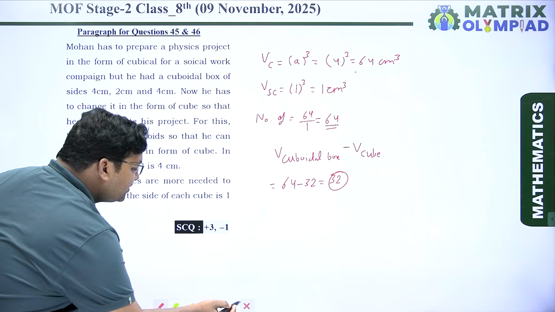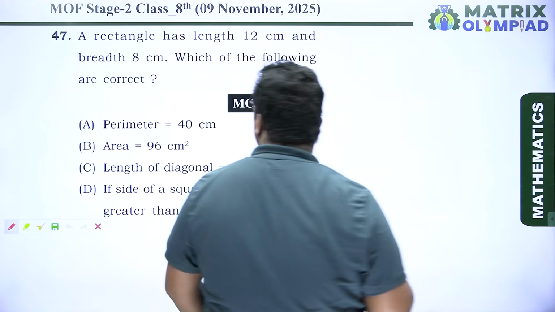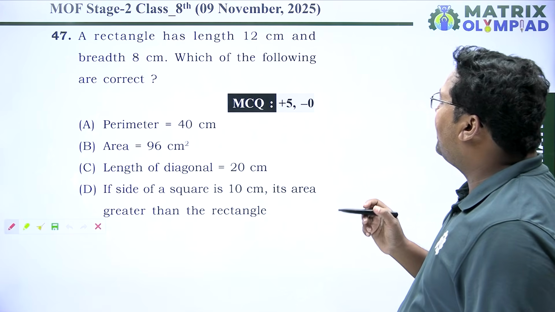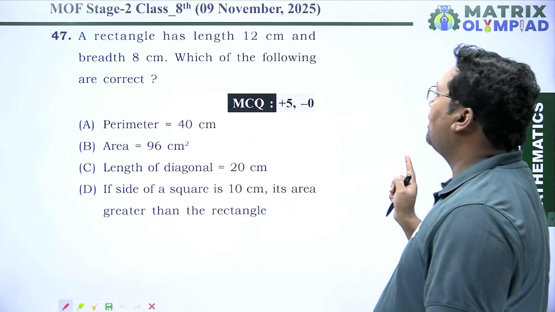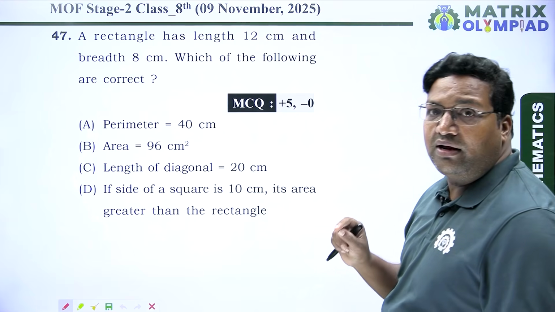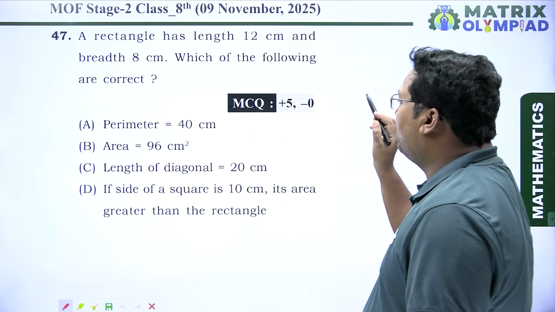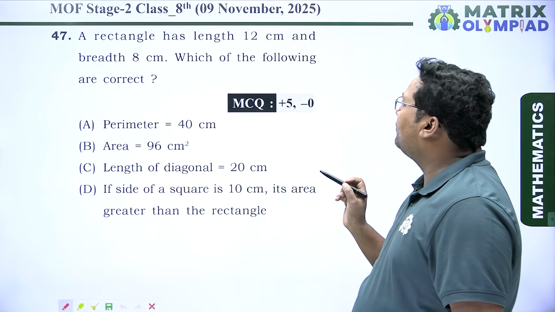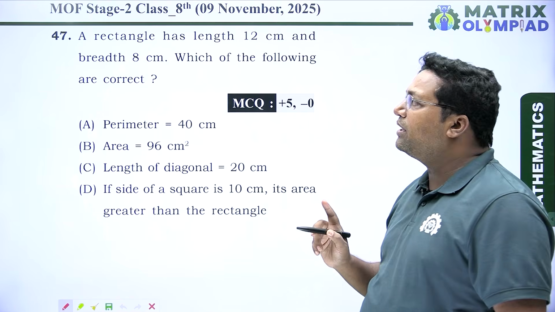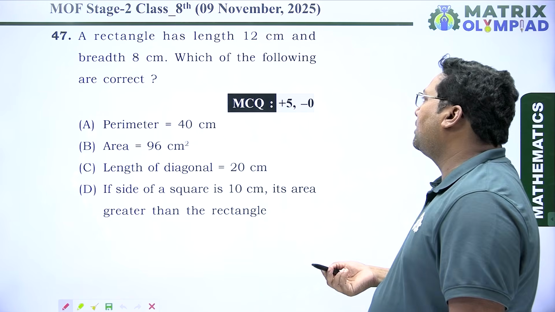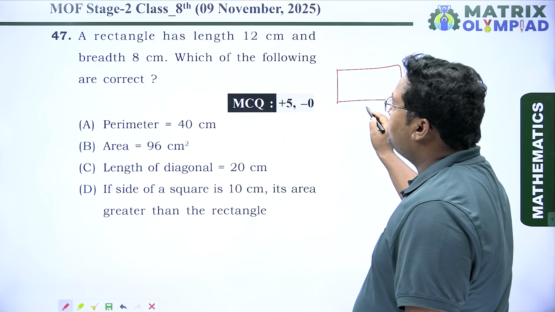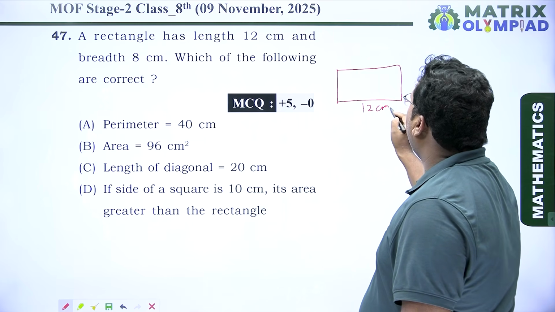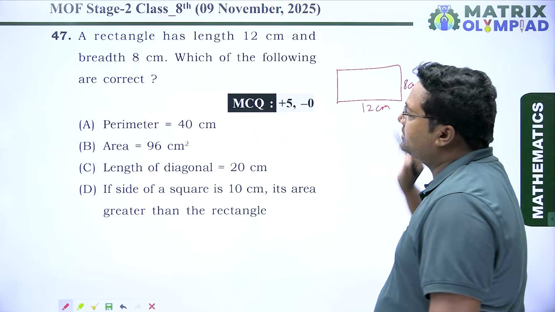Now coming to the next question. A rectangle has length 12 centimeter and breadth 8 centimeter. Which of the following are correct? Here we have given a rectangle which has a length of 12 centimeter and breadth is 8 centimeter.